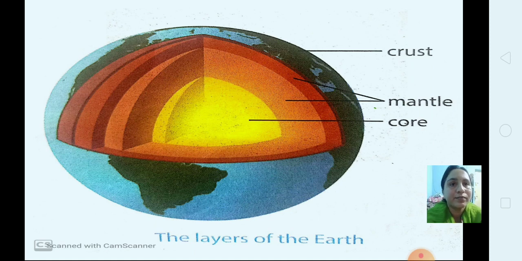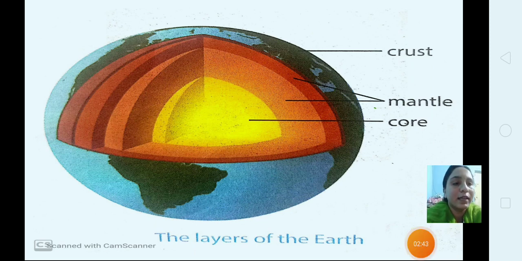Then what else is present on the crust? Yes, the water such as oceans, seas, rivers and all are present on the crust.